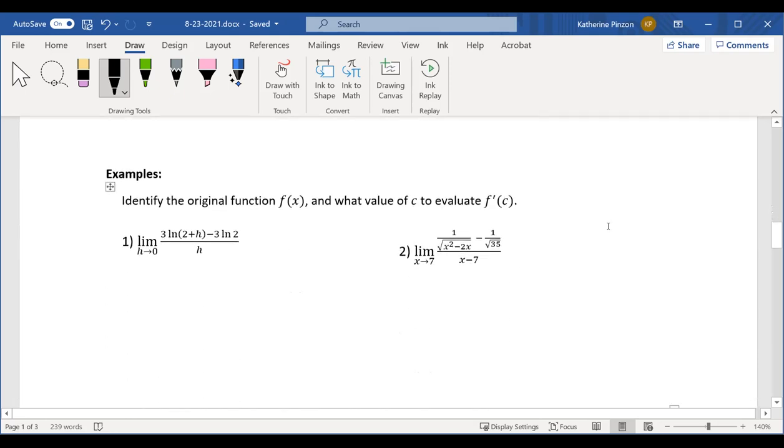Okay, so here are some pieces, and they say identify the original function f of x and what value of c you're using to evaluate f prime of c. So what I want you to think about in each of these examples is where are you estimating, where are you finding the instantaneous rate of change? Which c value are you finding the derivative at? What is your function? And which definition are you using? So maybe that's the easy part. If you look at these two things, which definition are you using in each piece? Should be easy to tell.